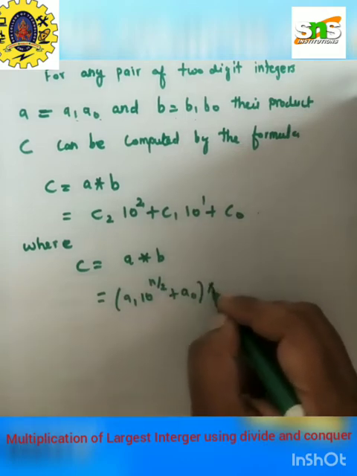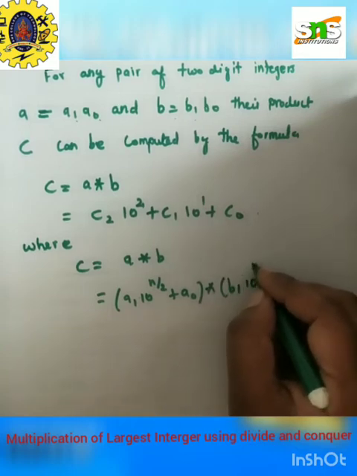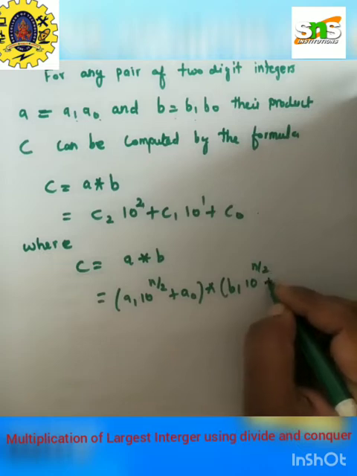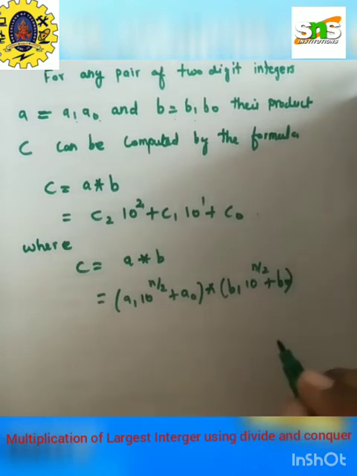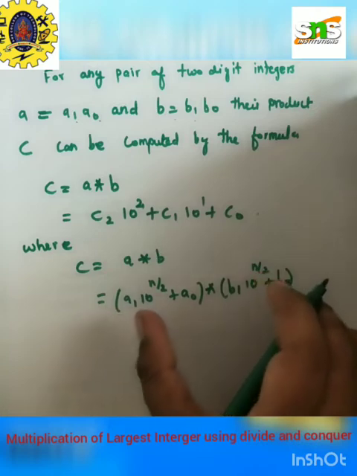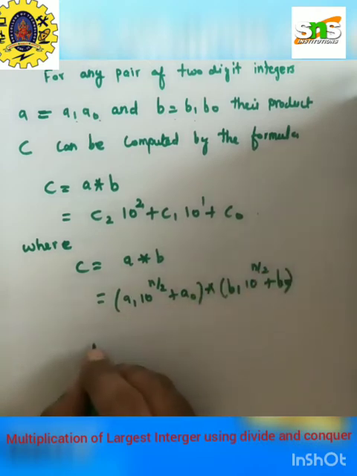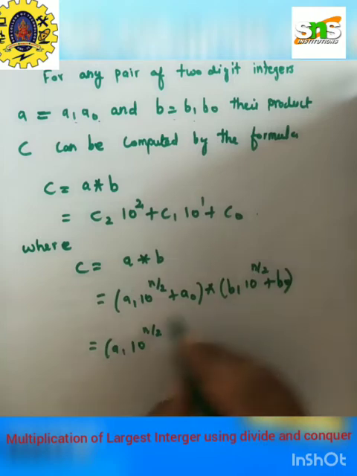Okay, star (b1 10 power n by 2 + b0). So this is the general formula. Next we are going to again apply the divide and conquer strategy. So this is equal to a1 10 power n by 2 star. You can multiply with this.